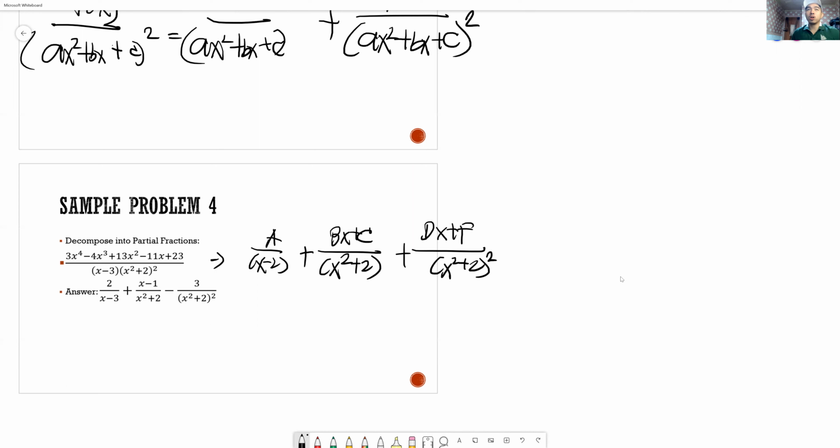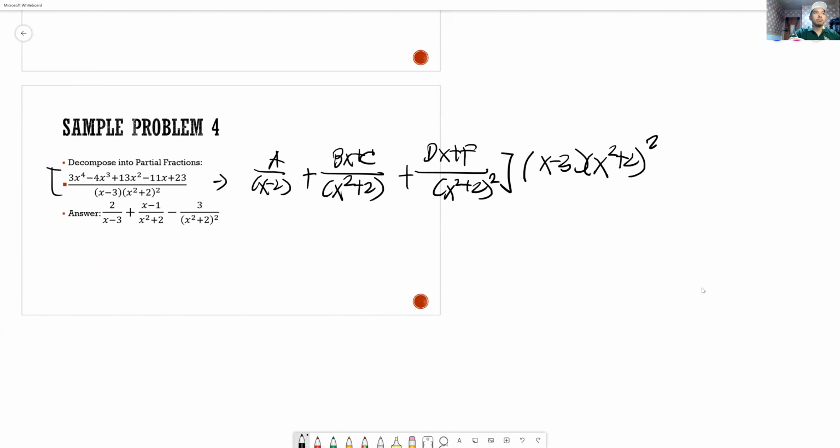Okay. What we're going to do here now is to do the same. We will reduce this to a single line equation by multiplying with the least common denominator, which is x minus 3, and then x squared plus 2 raised to squared. Okay. So if you multiply that with that one, so the leftmost side would be 3x raised to 4 minus 4x cubed plus 13x squared minus 11x plus 23 is equal to, so a multiplied by x squared plus 2 raised to squared.